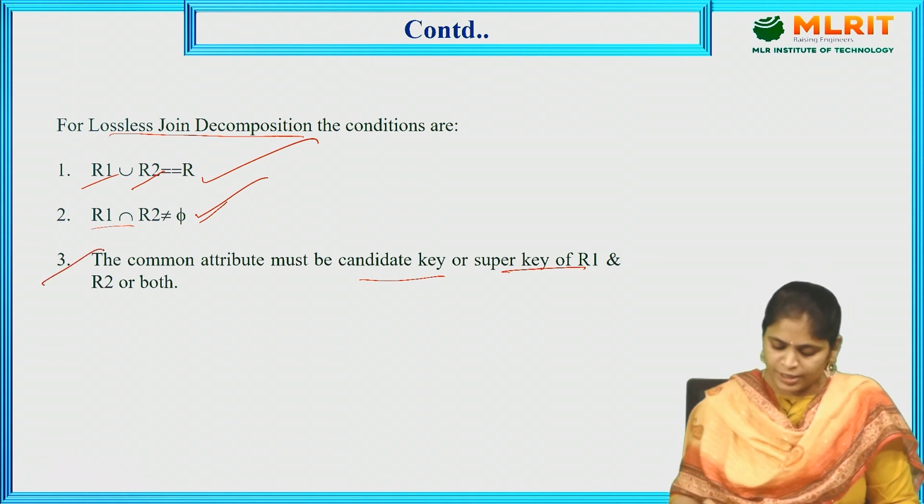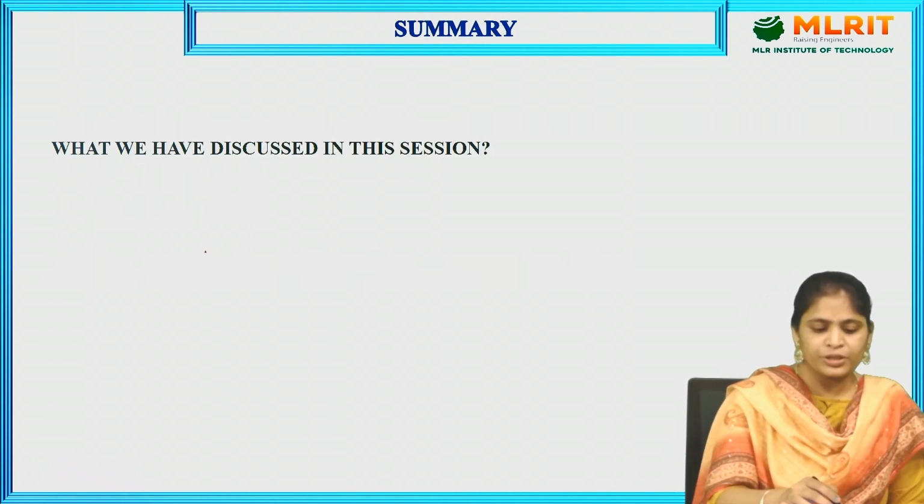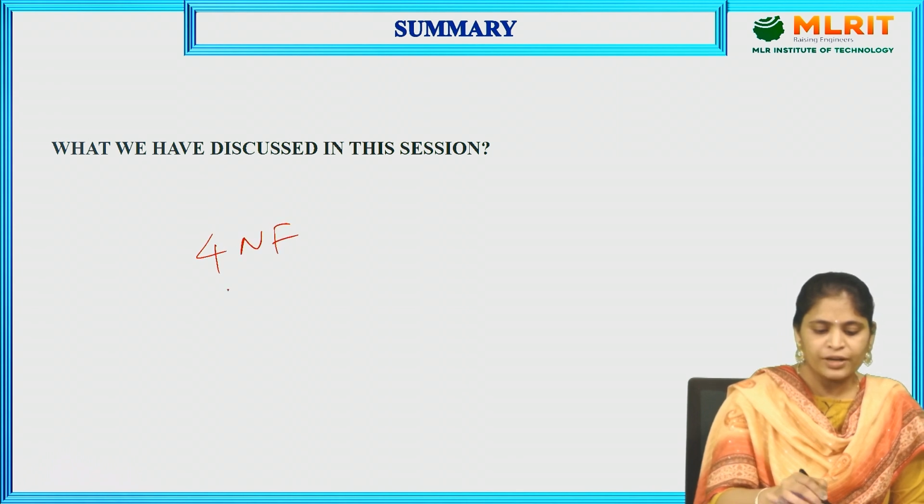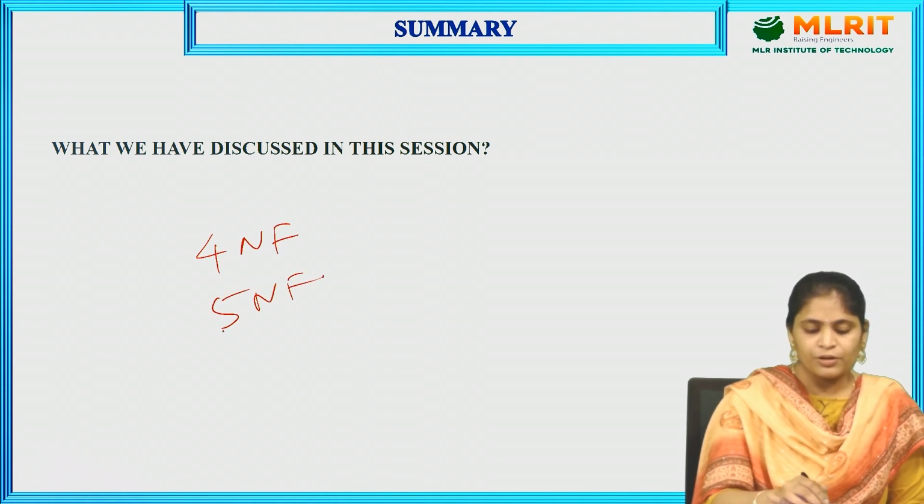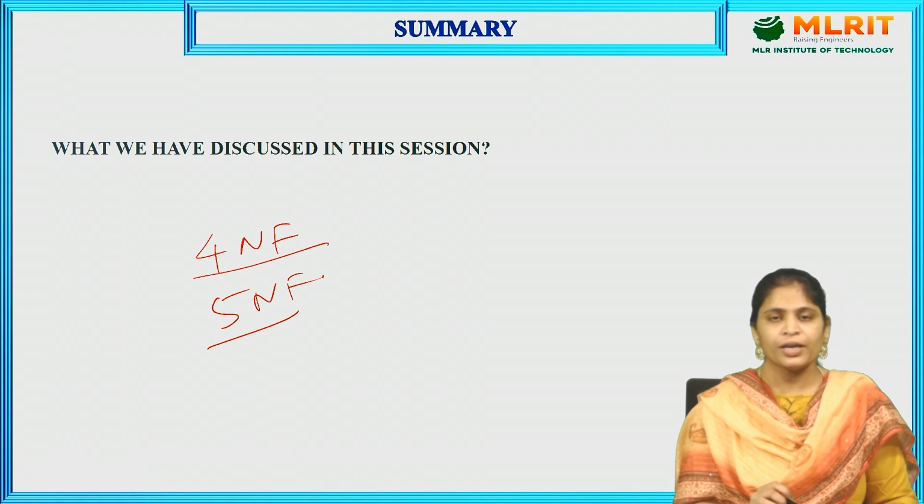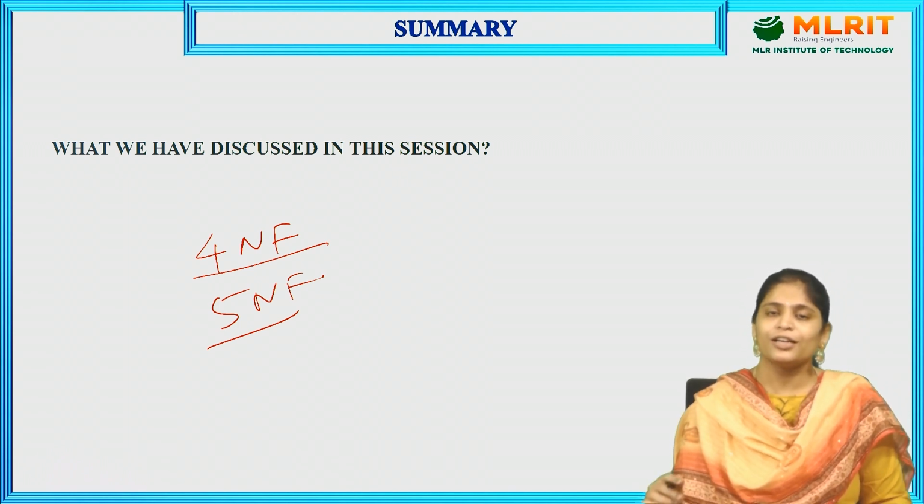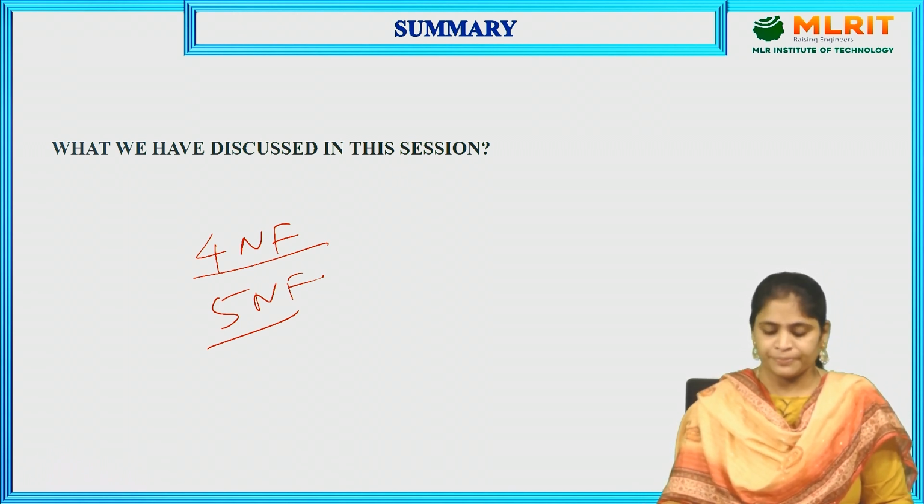So in this section, we have discussed 4NF and fifth normal form, 5NF. With this, we have completed the normalization concept. Thank you.